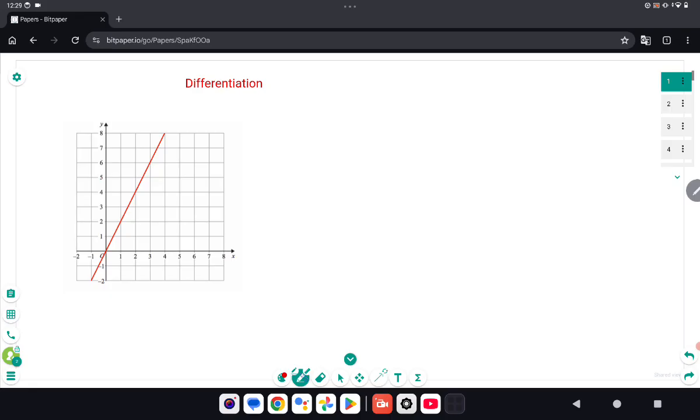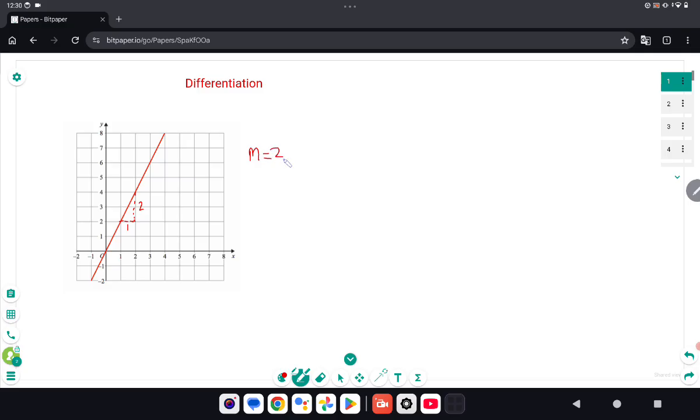So, the gradient of a straight line. We've got a linear graph here. How would you find the gradient? Well, the gradient represents how steep the straight line is. So for every 1 we go across, we're going 2 up. 2 divided by 1 is 2. The gradient, which we often refer to as m, is 2.